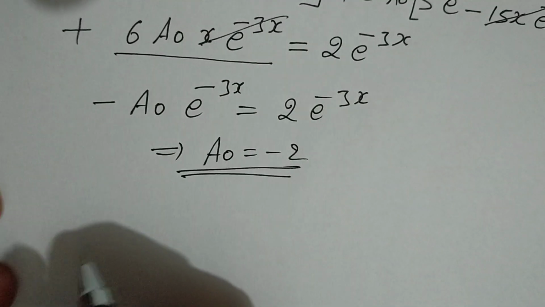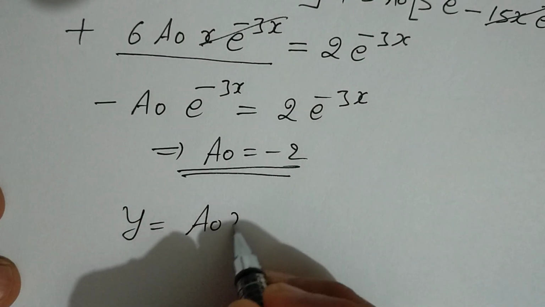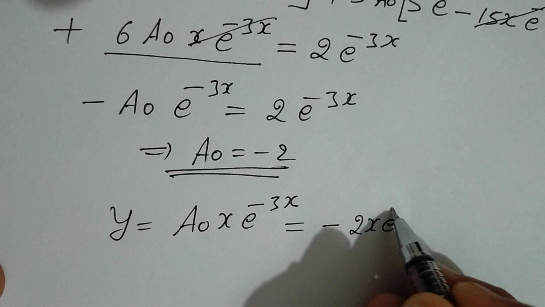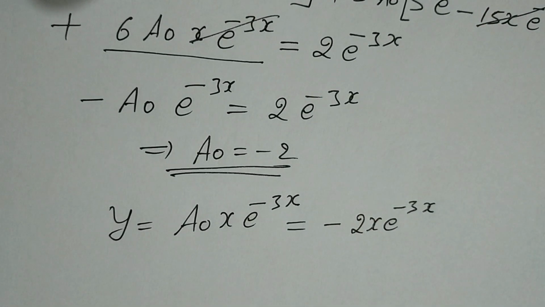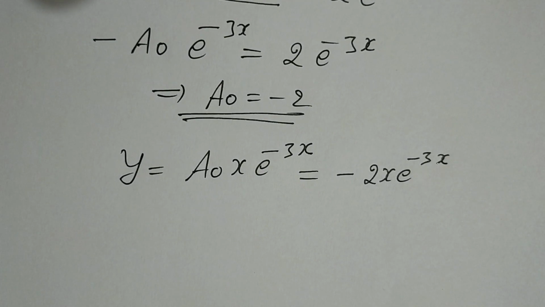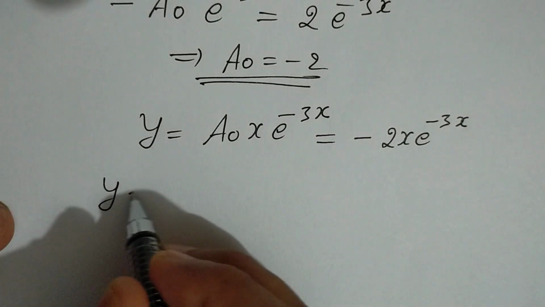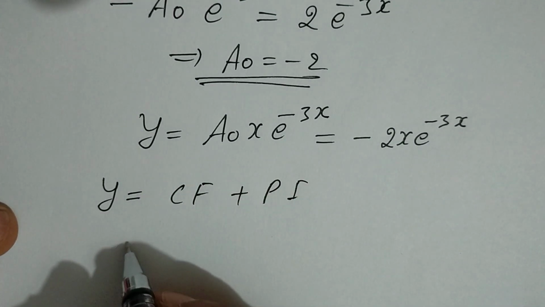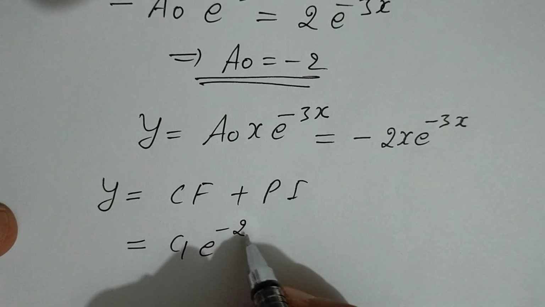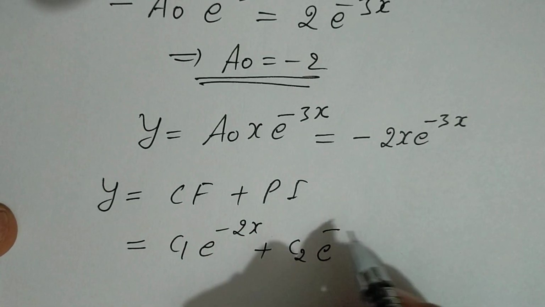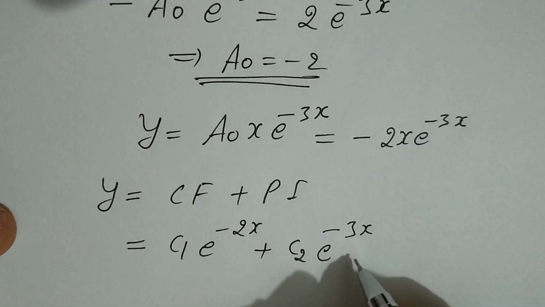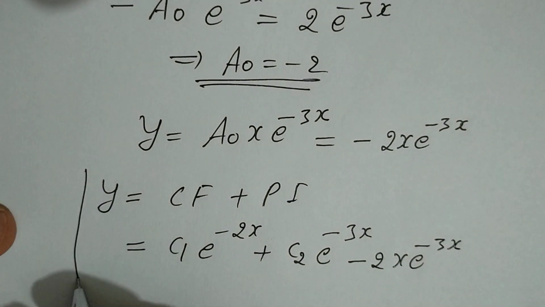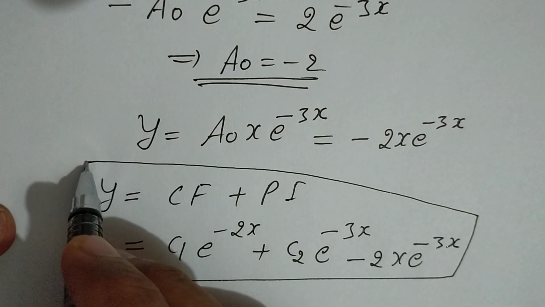So your particular solution y will be, it was a0 x e power minus 3x. So now it will be minus 2x e power minus 3x. So this is your particular solution, and so we can write the final answer y equal to CF plus PI. So CF already we have, that is C1 e power minus 2x plus C2 e power minus 3x plus particular integral, so that will be minus 2x e power minus 3x. So this is the general solution of the given differential equation.